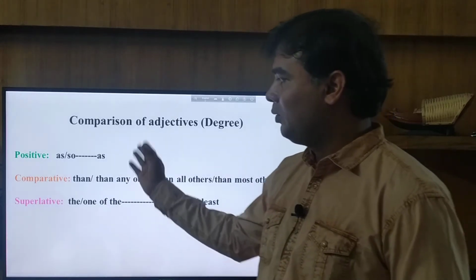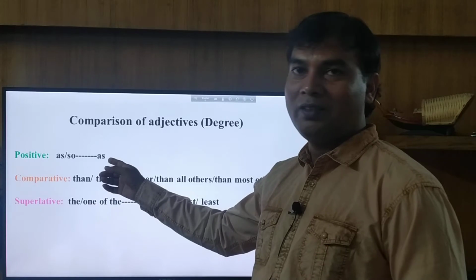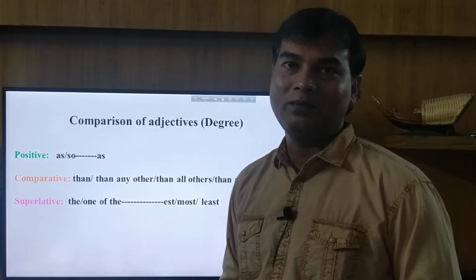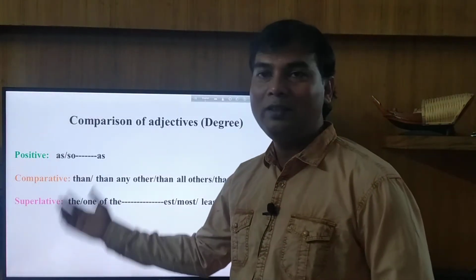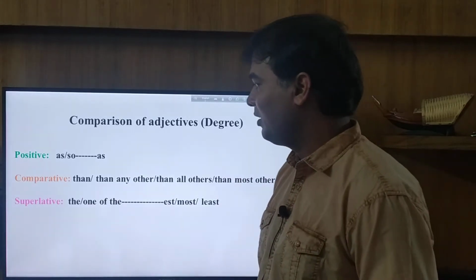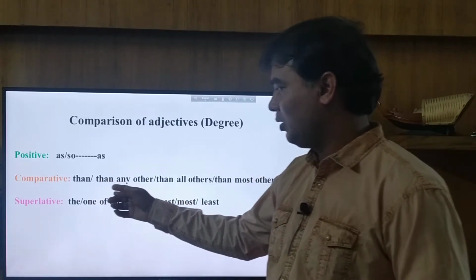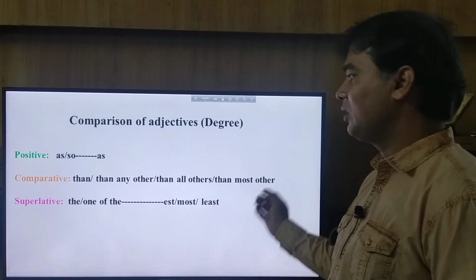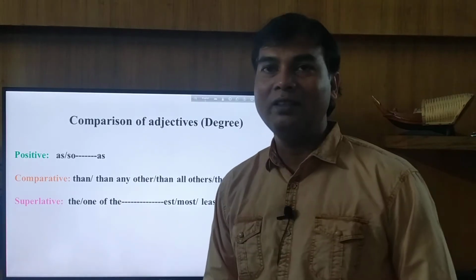If you find "as" or "so" or "as" in a sentence, then you can be assured that the sentence is in a positive degree. Again, how can we identify whether the sentence is in comparative or positive or superlative degree? If you find "than", or "than any other", or "than all other", or "than most other" in the sentence, then you will be assured that the sentence is in comparative degree.